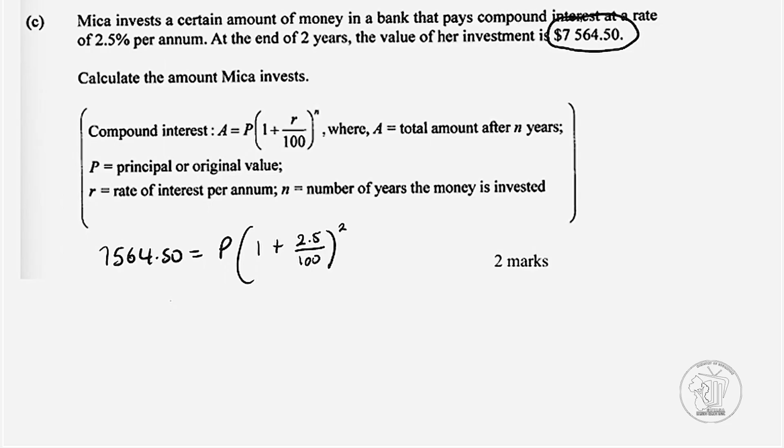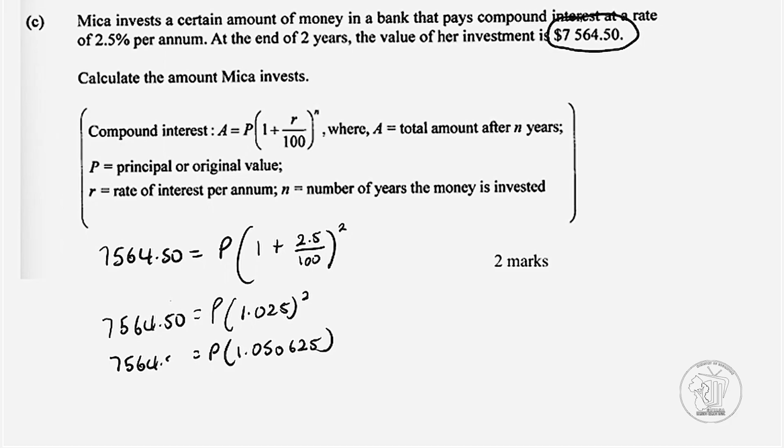So we can work out what is going on in this bracket. We'll have P multiplied by, 2.5 divided by 100 gives us 0.025, plus 1 gives us 1.025, and all of this is raised to the second power. And of course, this will be equal to 7,564.50. When we square the 1.025, you'll get P multiplied by 1.050625 is equal to 7,564.50.